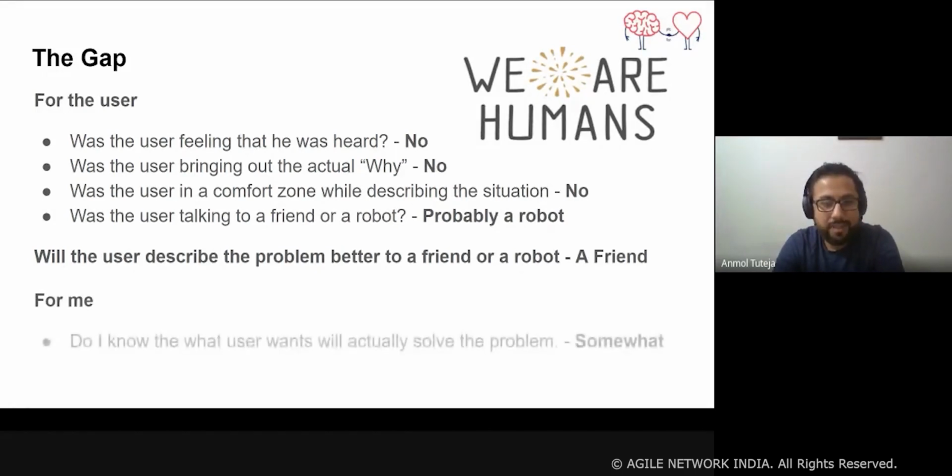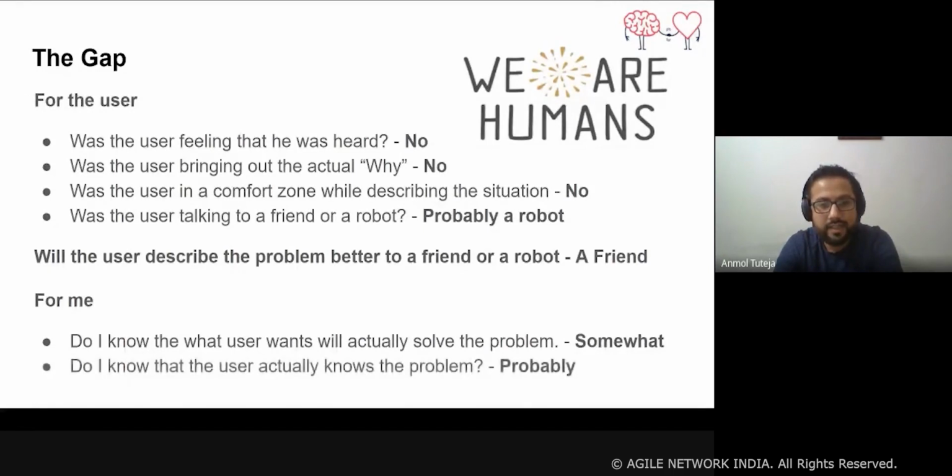What was the gap for me? Did I get to know what the user actually wants that will solve this problem? I somewhat knew it after that, because direct questions could answer some things to some extent, but not completely. I didn't know the actual why till the end. Do I know that the user actually knows the problem? Even I didn't know whether the user knows the problem he's facing or not, because we were just following the user story format.